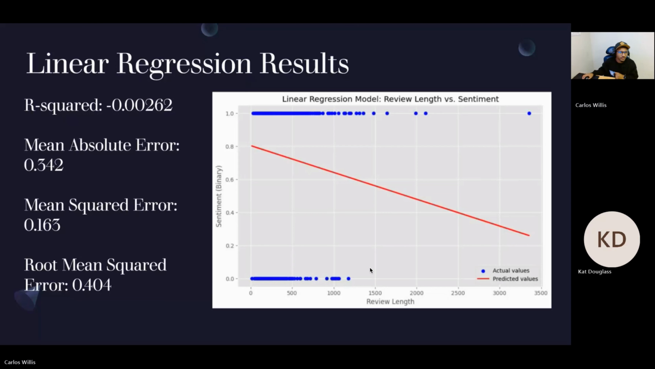Therefore, we concluded that we reject our null hypothesis and that the review length is not a good measure for predicting sentiment score. And also, going off of the low R-squared score and the mean squared error.